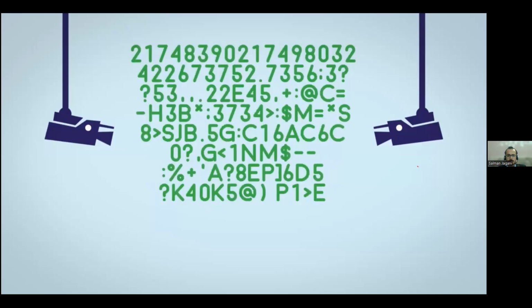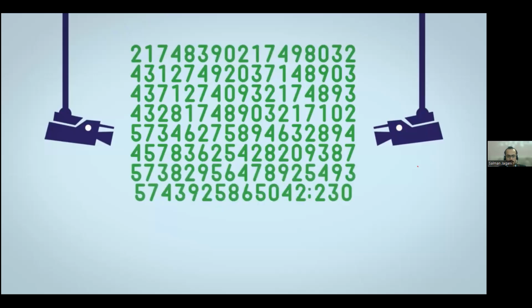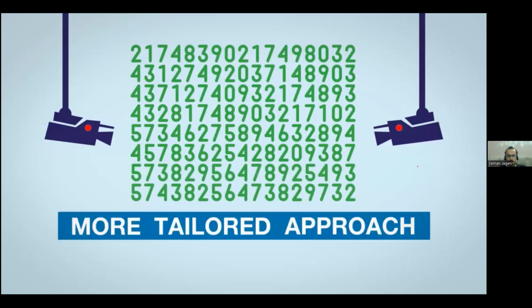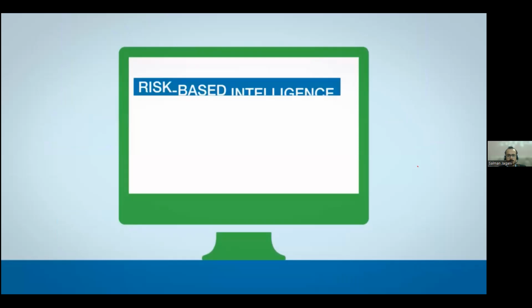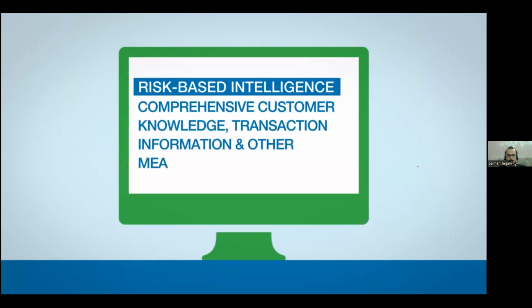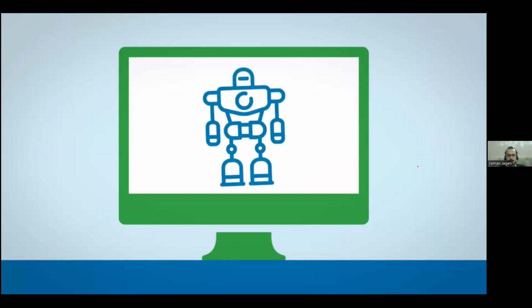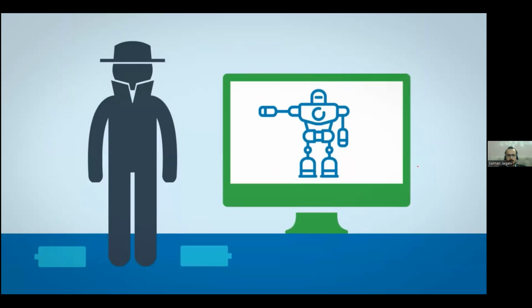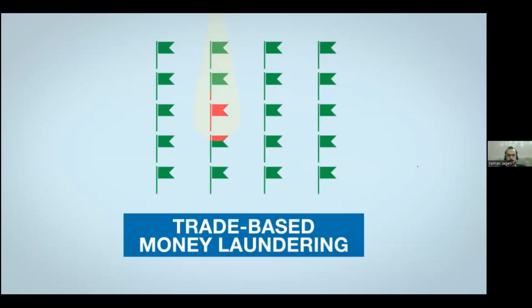In fact, momentum across the industry is moving in favour of a more tailored approach. For example, banks could use potential red flags to better identify and categorise higher-risk customers. They're also looking at ways to harness risk-based intelligence, bringing together comprehensive customer knowledge, transaction information, and other meaningful risk factors. With the added boost of innovative technology, this intelligence could be turned into a powerful weapon for experienced analysts to use against illicit trade. This may also help banks to react faster to emerging trends in trade-based money laundering.